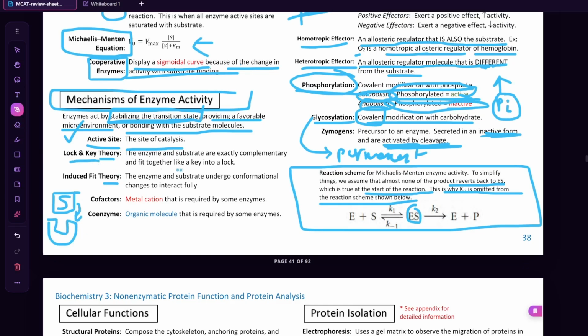So there's a lock and key theory where the enzyme and substrate are exactly complementary and fit together like a key and a lock. Simple enough, right? And then there's induced fit theory where maybe the enzyme isn't made for the substrate right away. Instead, when the enzyme and substrate interact together, they undergo conformational changes in order to interact fully.